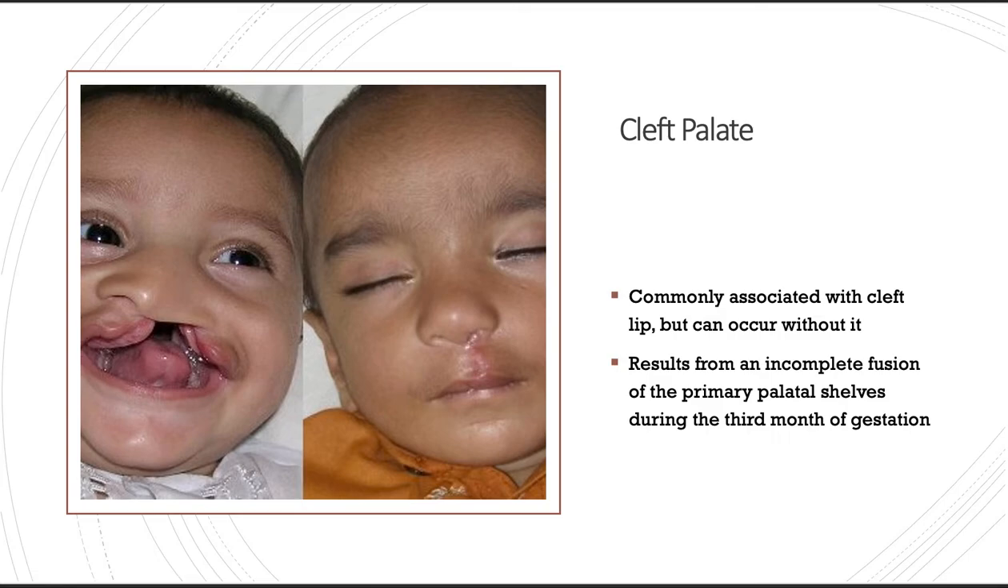Cleft palate is where it's not just the lip, but it goes all the way back the roof of the mouth. And this is during the third month of pregnancy. And you can see here that it's usually associated with cleft lip as well. Again, this is the same baby after surgical repair. So you can see here it's affecting the lip, but it's also all the way back through the mouth.